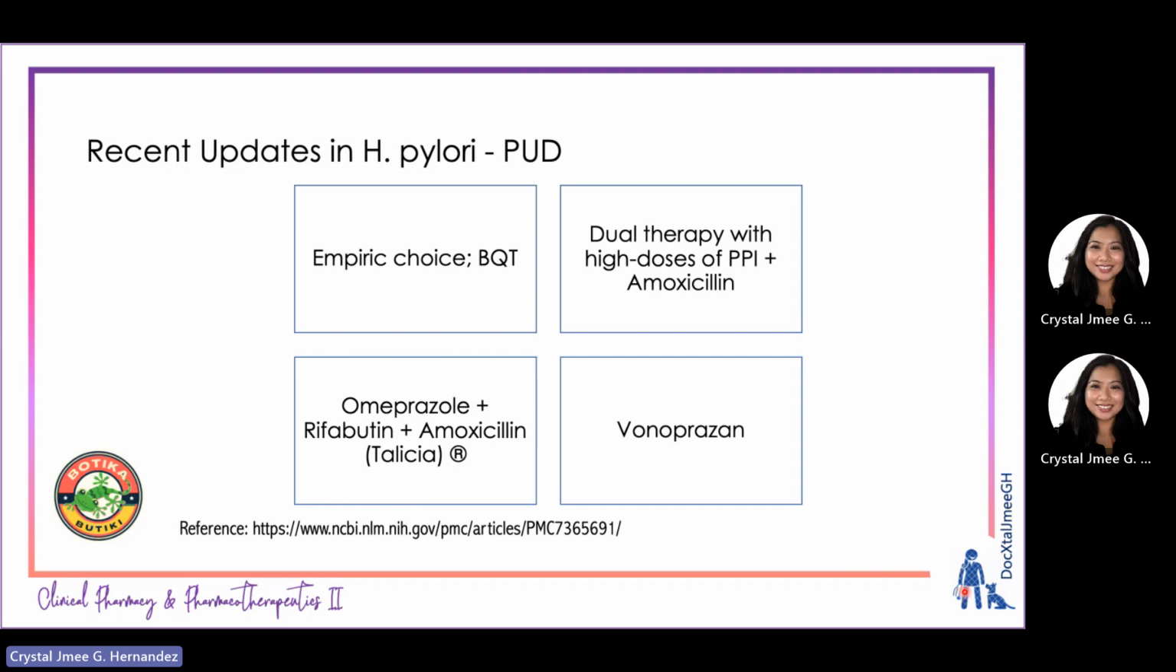Vonoprazan, if you can recall, is an acid suppressor with the mechanism of a potassium competitive acid blocker. So this is first in the class, and this is usually the most extensively studied of the PCABs, as they are called. In this, there are clinical trials that include treatment with vonoprazan and amoxicillin for the PUD.